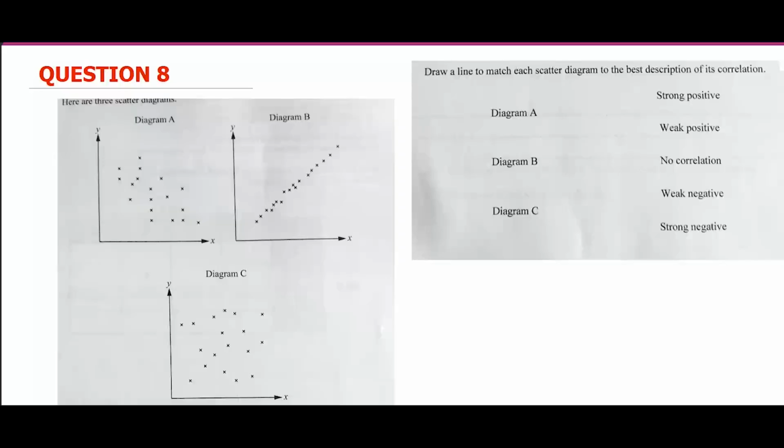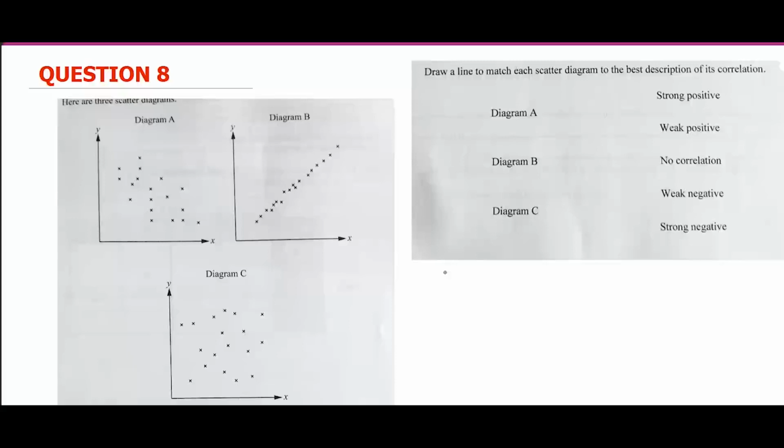Here we have scatter diagrams for A, B, and C, and we draw a line to match each scatter diagram to the best description of its correlation. So we are looking into two things here: strong or weak, and positive or negative.